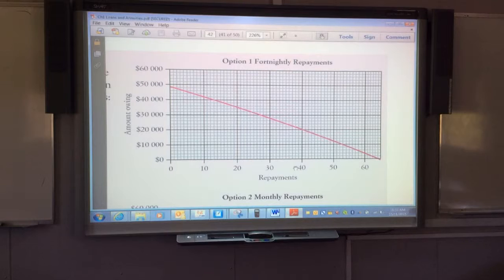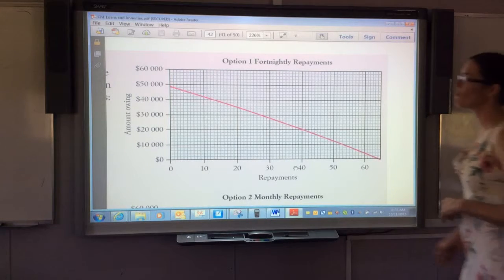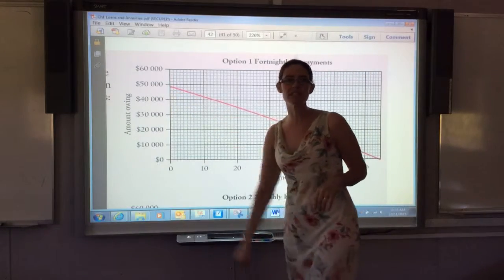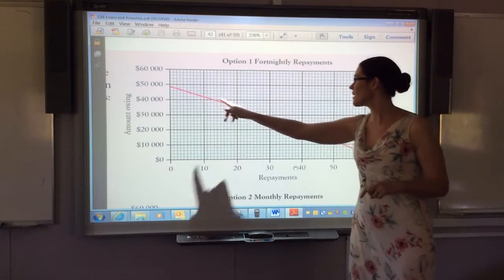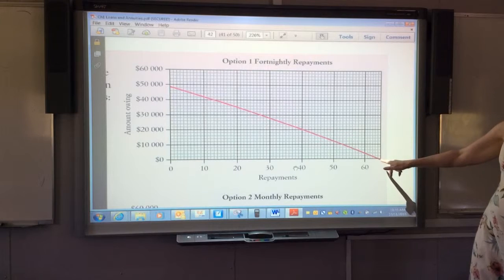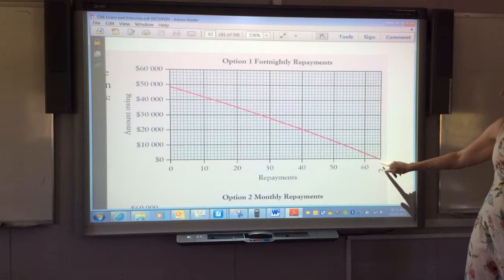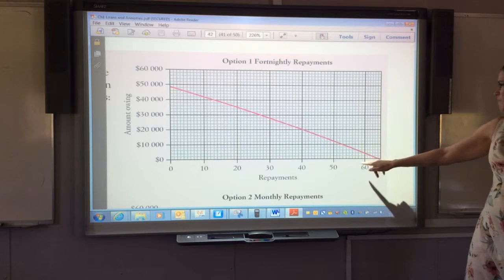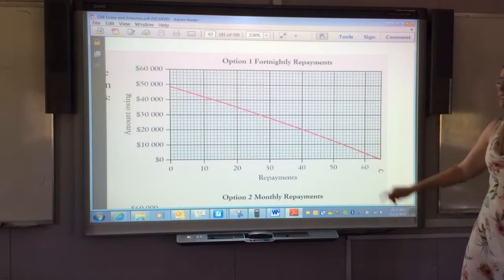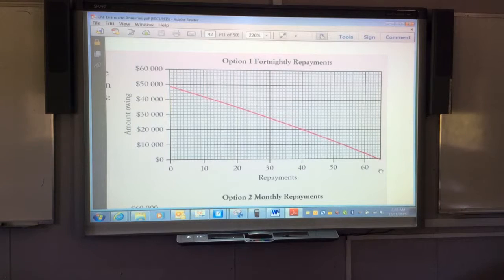So here's an example of a home loan graph. There's a lot of information we can get from these. For example, you could tell me how much the original home loan was by finding where you hit the y-axis. We can see when he or she finishes paying it off. This is fortnightly repayments, so if I wanted to work out when it was paid off, that would be, what, 1, 2, 3, 4, 65 fortnights. I could then convert that back to years.